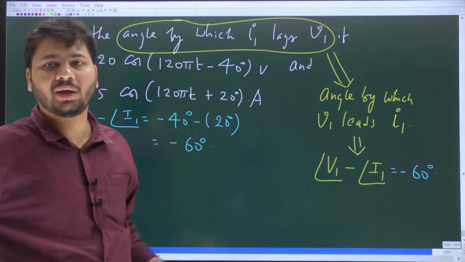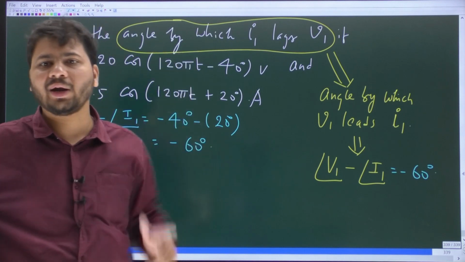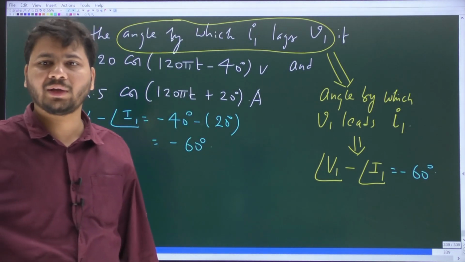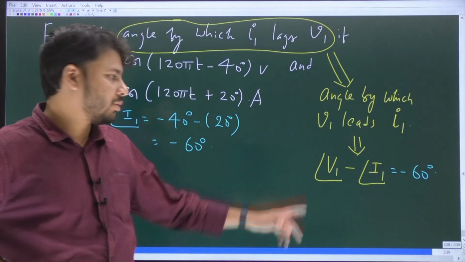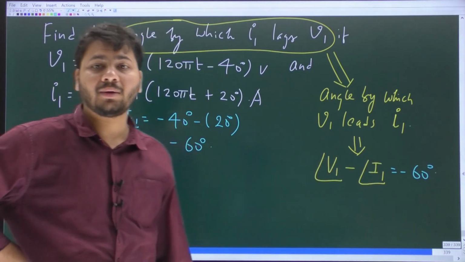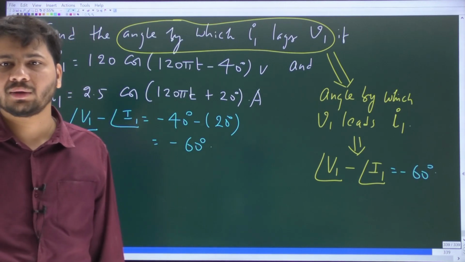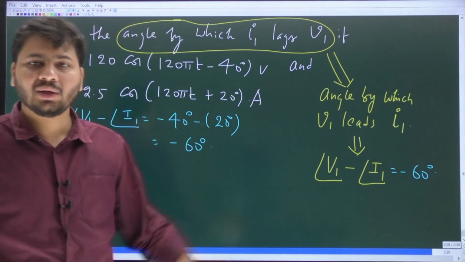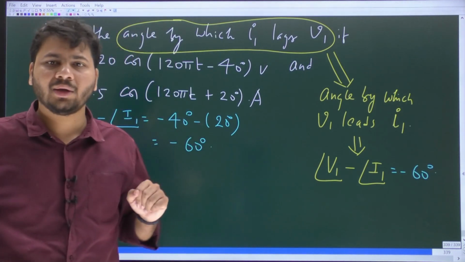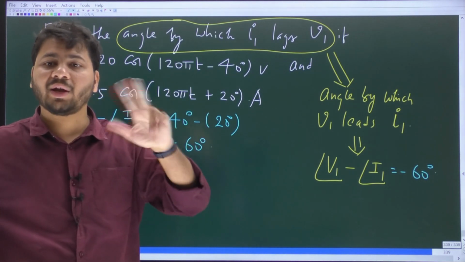So tell me, in this case, between the voltage and current V1 and I1, which is actually leading? Is it the voltage that is leading or the current that is leading? Voltage leads current by minus 60 degrees. You see, voltage leads current by minus 60 degrees is the same as current leads voltage by plus 60 degrees.